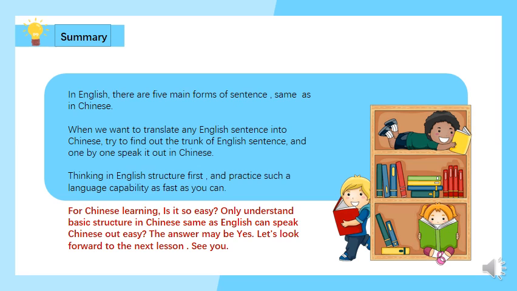So we give a summary in English. There are five main forms of sentence, same as in Chinese. When we want to translate an English sentence into Chinese, try to find out the chunks of the English sentence and, one by one, speak them out in Chinese. Think in English structure first and practice such language capability as fast as you can. For Chinese learning, is it so easy? Only by understanding the basic structure in Chinese, the same as English, can you speak Chinese easily. The answer may be yes.